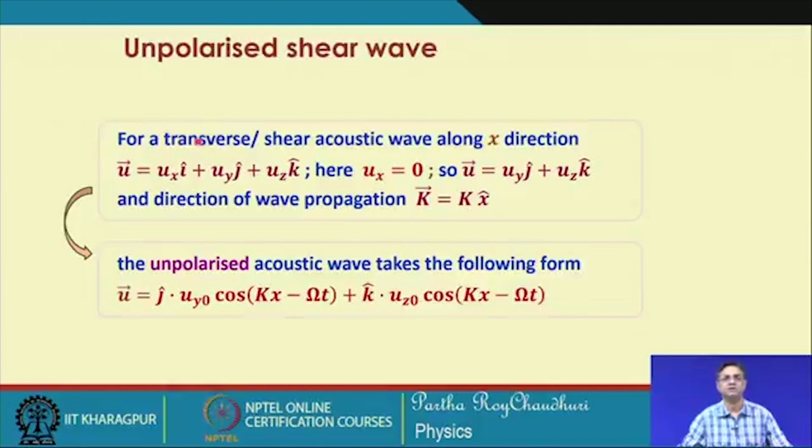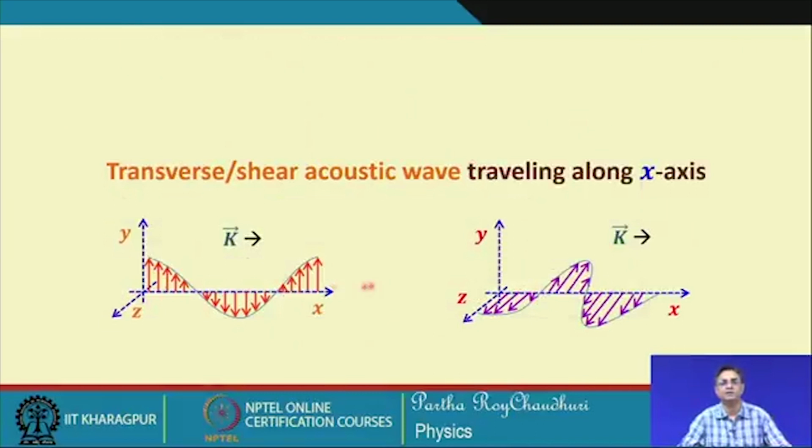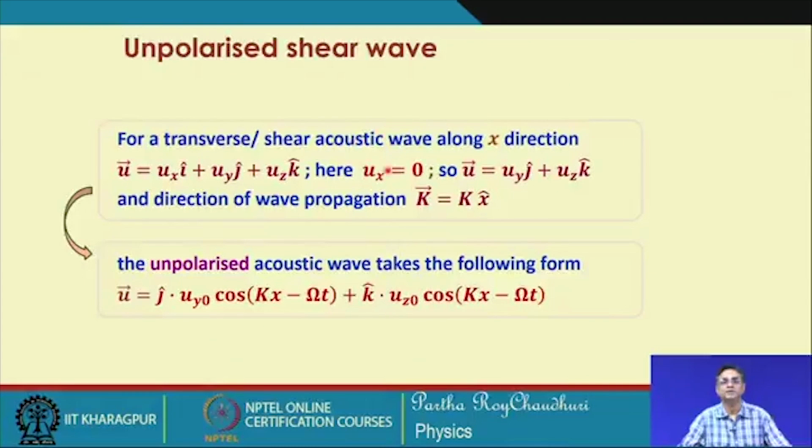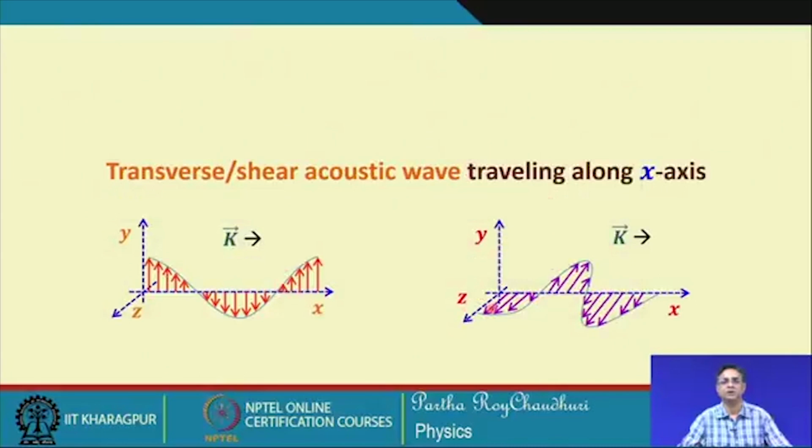Okay. So, for a transverse or shear acoustic wave along x direction, analytically, this is the complete general representation for the vector u, which has the components u x, u y and u z, but in this case, because the wave is travelling in the x direction, u x is equal to 0, but u y and u z are non-zero quantities. Of course, this means that the wave is now unpolarized, because both the polarizations are existing.